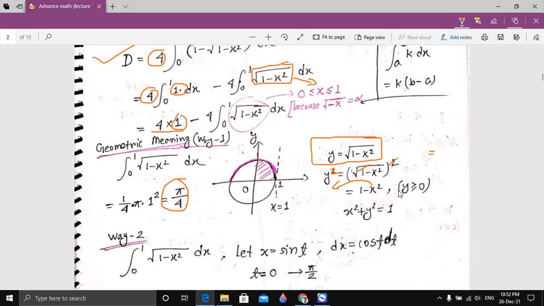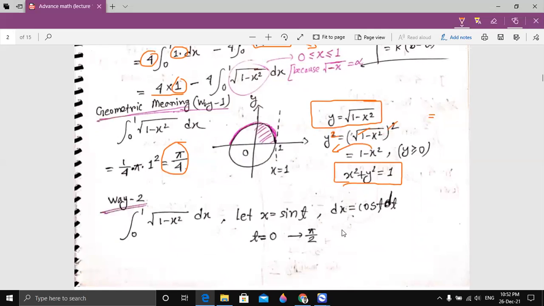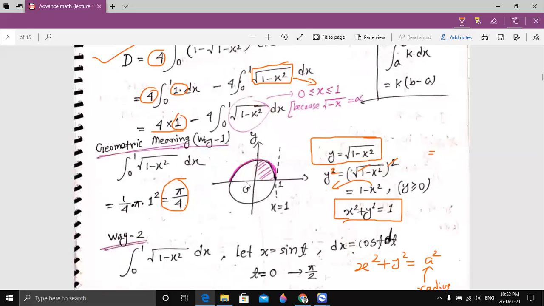x square plus y square is equal to a square. So here a is our 1, and 1 square is also 1. So this is the equation of a circle, because we know the equation of a circle is x square plus y square is equal to a square, where a is our radius. Okay, fine.